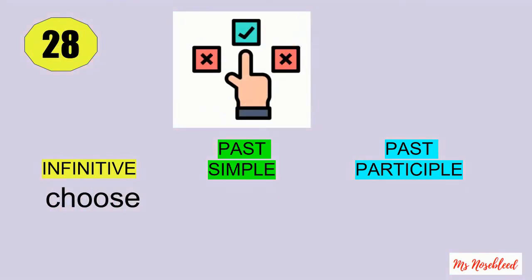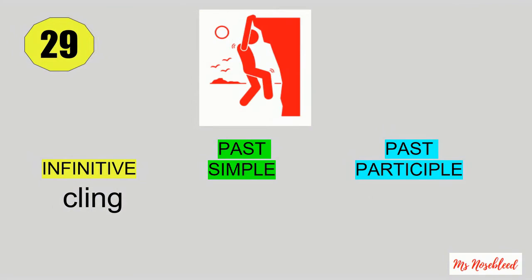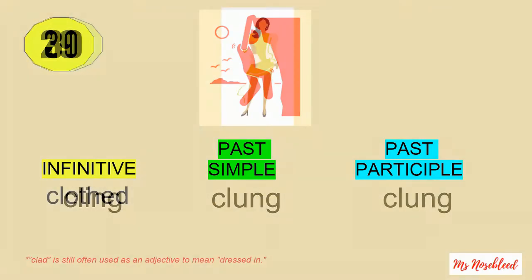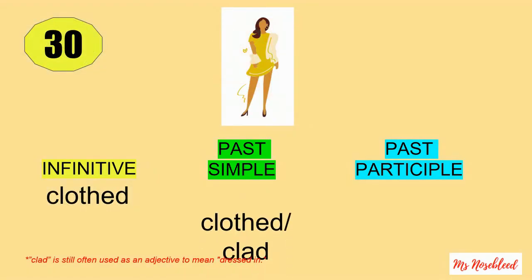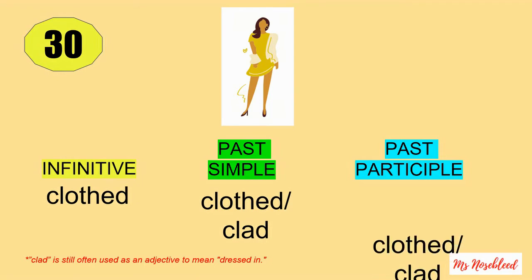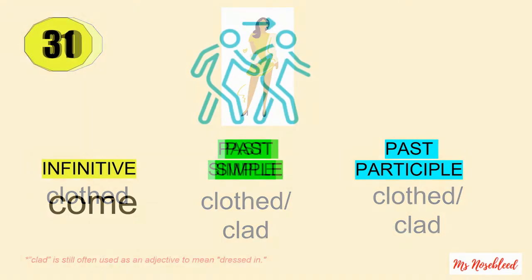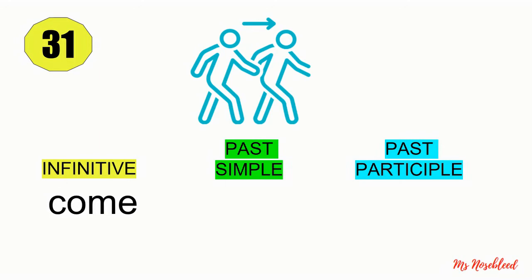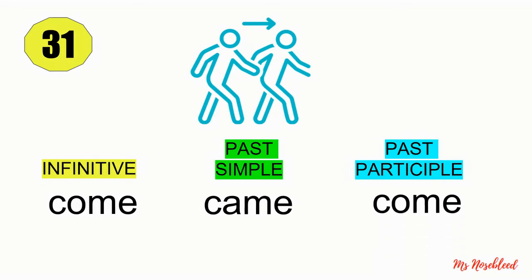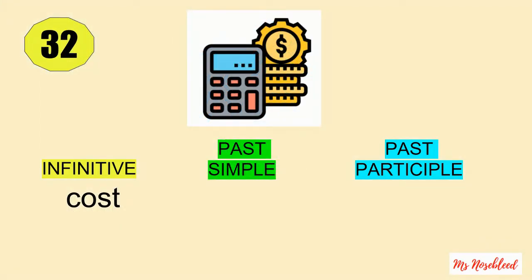28. Choose. Past simple is chose. What about past participle? Yes. Chosen. All right. 29. Cling. What do you think? Good. Clung and clung. Awesome. 30. Clothe. Clothed or clad. And it's the same thing in past participle. Good. Okay, number 31 is very easy. Come on, let's go. Come. Came. Come. Good. Now let's go to 32. Cost. What's the past simple of cost? That's right. No change. Cost, cost, cost.